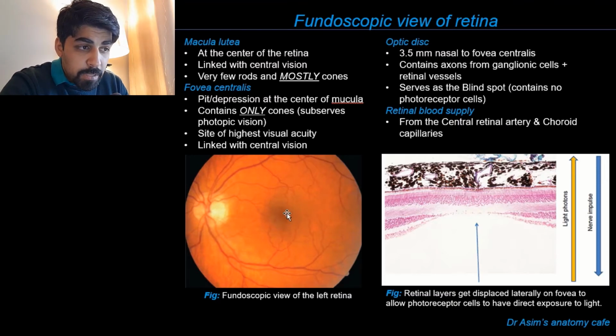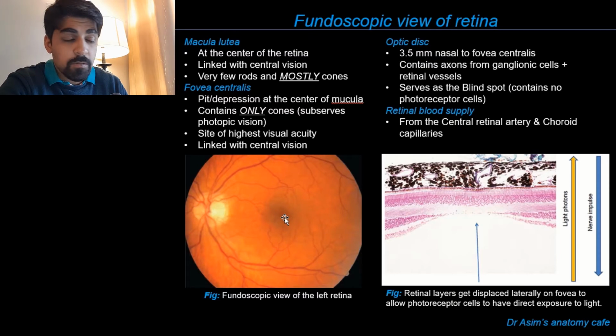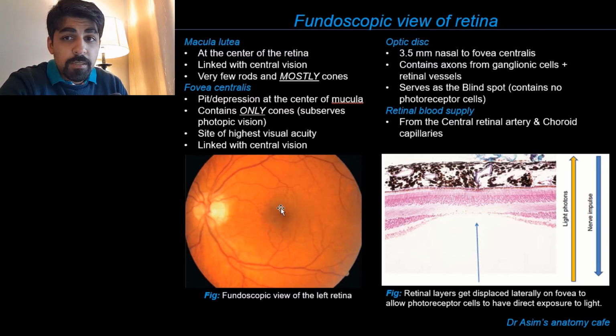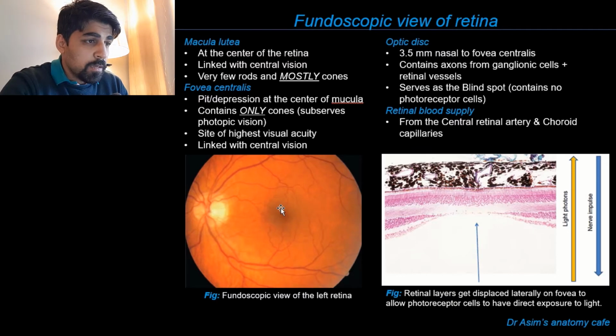Then this little pit or depression, which we can see at the center of the macula lutea, is known as the fovea or the fovea centralis. And here we can see the fovea contains only cones. There are no rods at all present here. So this region subserves the photopic vision. It is linked with the central vision, and this is the region of highest visual acuity.